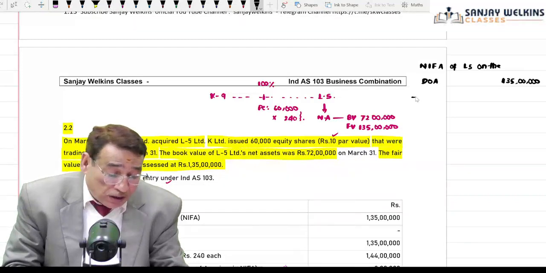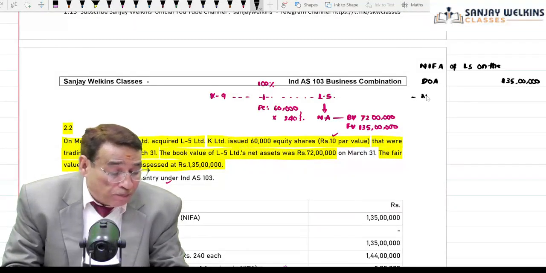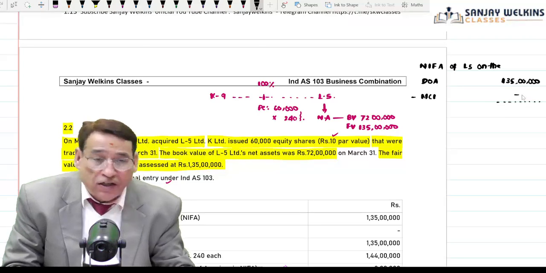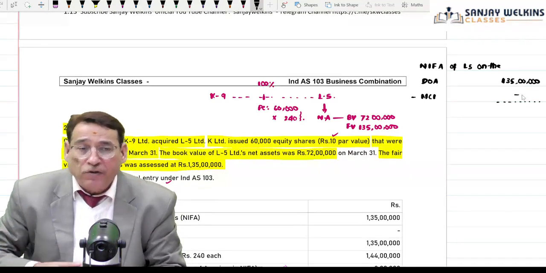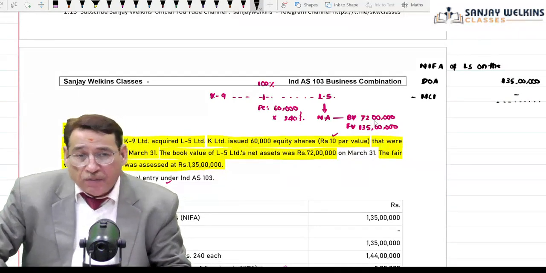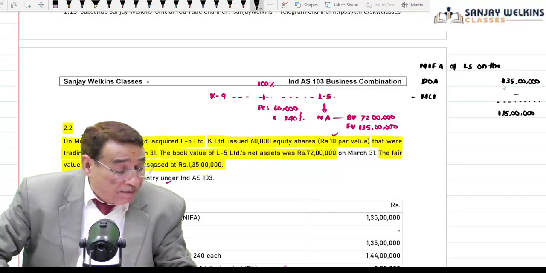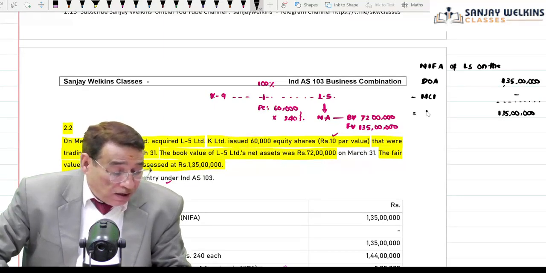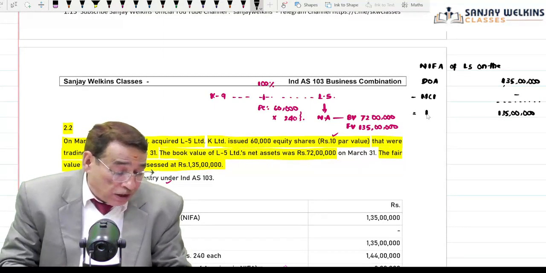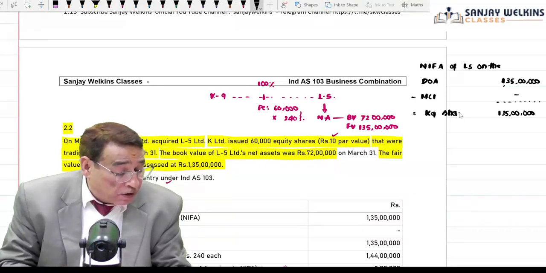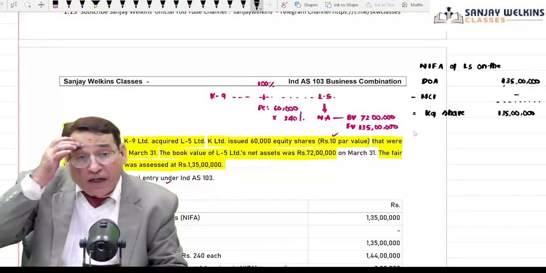And then I'm going to take into account NCI. I have to wipe out the share of NCI, but the problem is that in this question there is no NCI, because we have already presumed that 100% stake has been acquired by us. So the entire 135 lakh worth of net assets belongs to the acquirer. What was the name of the acquirer? K9's share, that is the acquirer share. Acquirer share of net assets is equal to this much.